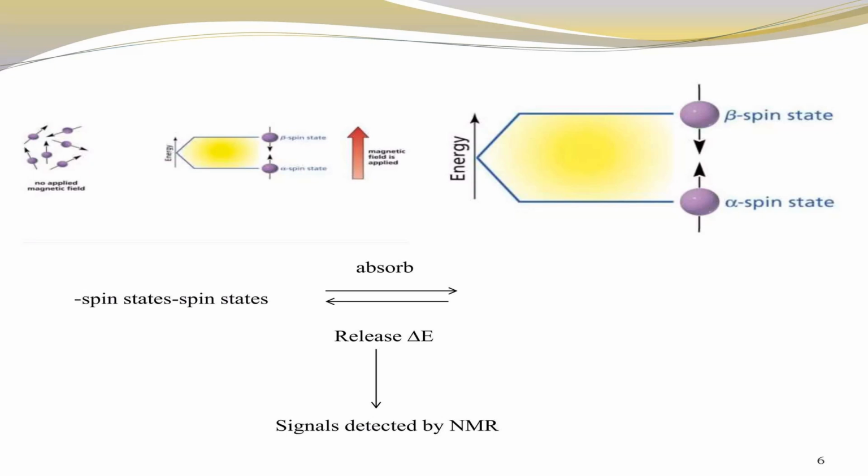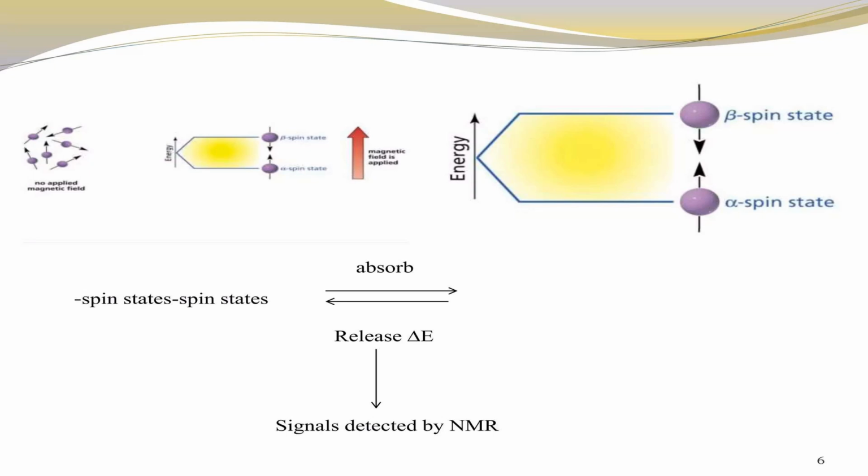The image explains the basics of NMR spectroscopy. Without a magnetic field, nuclear spins are randomly oriented. When we apply a magnetic field, the spins align into two states. The first is the alpha spin, which is a lower energy spin, and the other is the beta spin, which is a higher energy spin. These are the orientations after applying a magnetic field to the random spins.